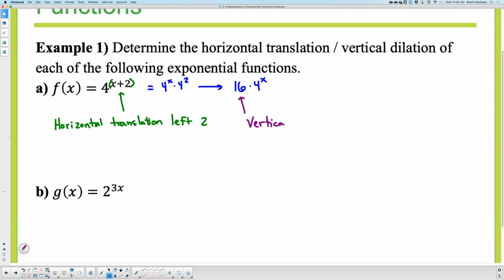A vertical dilation. That means I'm multiplying the y's. I forgot the a in dilation. There we go. Vertical dilation by factor 16, which means every y value, if you had a table, would get multiplied by 16 from the parent function, which here is 4 to the power of x. So we don't forget, would this be called a growth or decay function? If a is 16 and b is 4, that would be growth. Good.